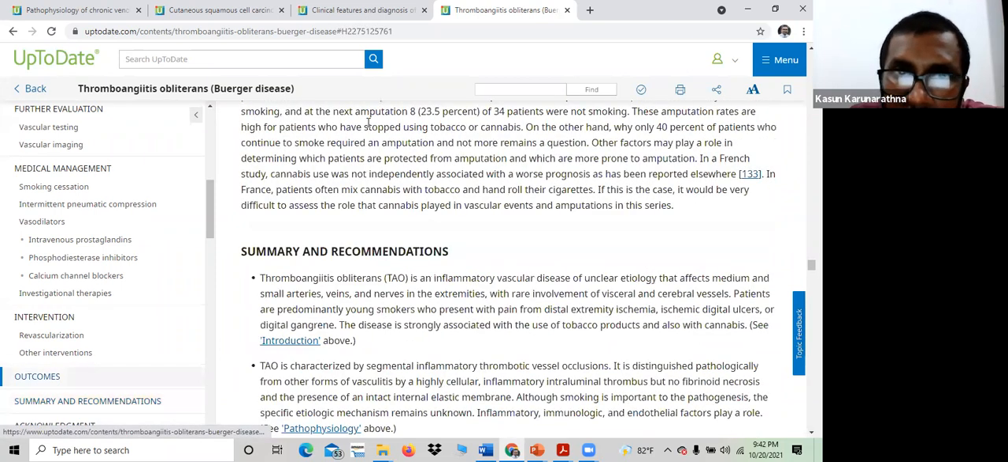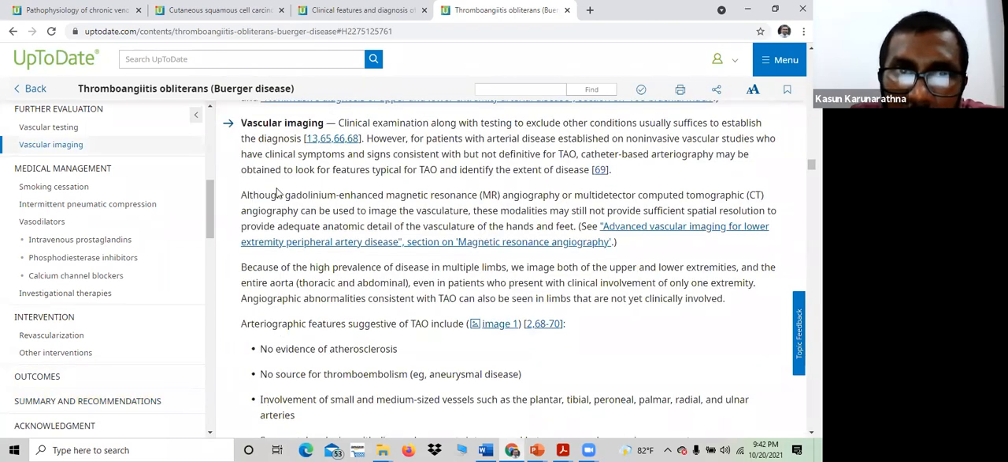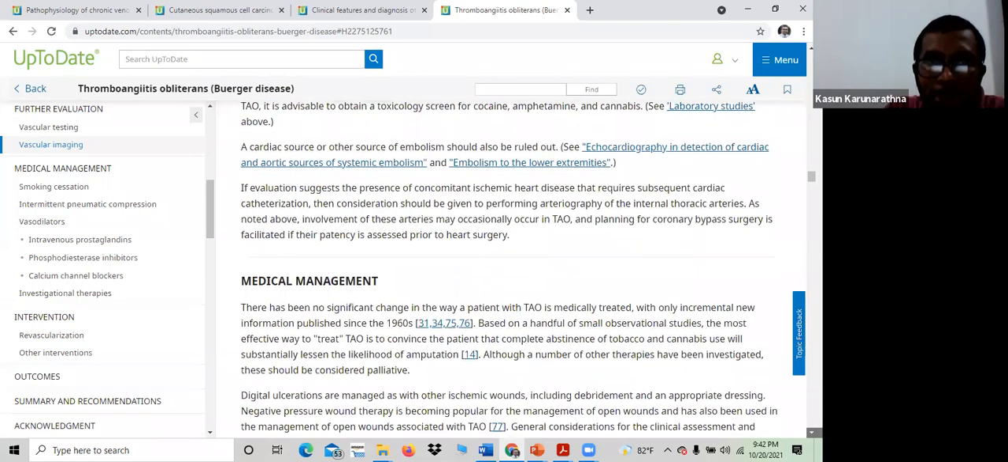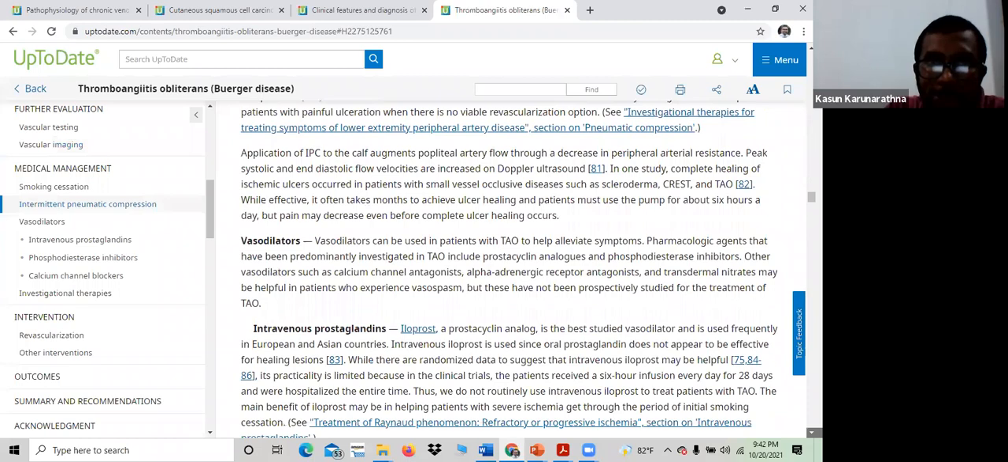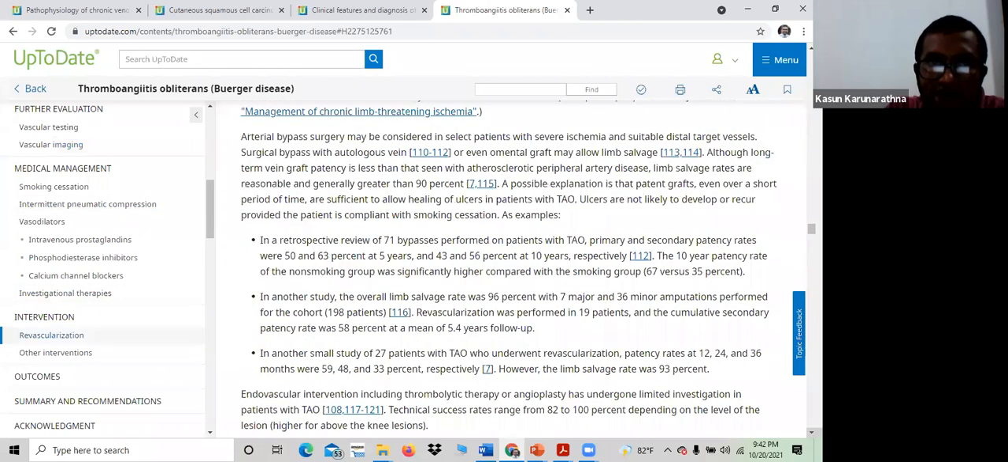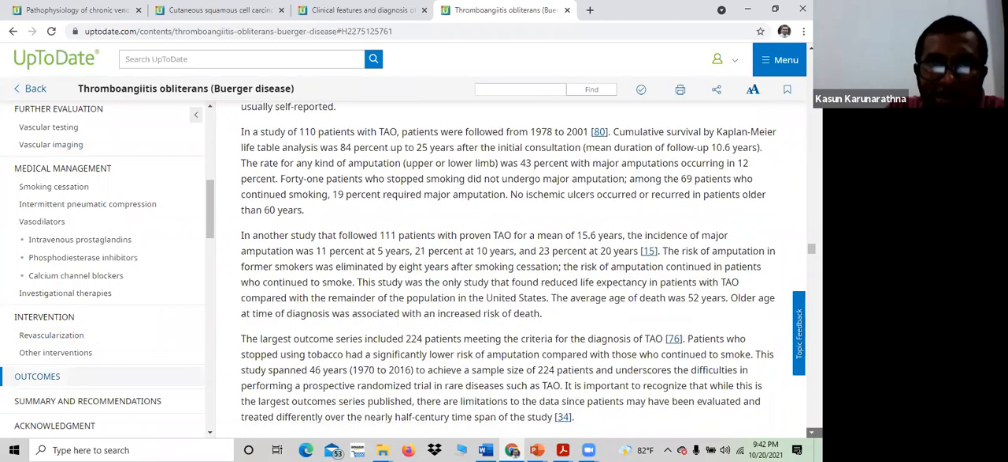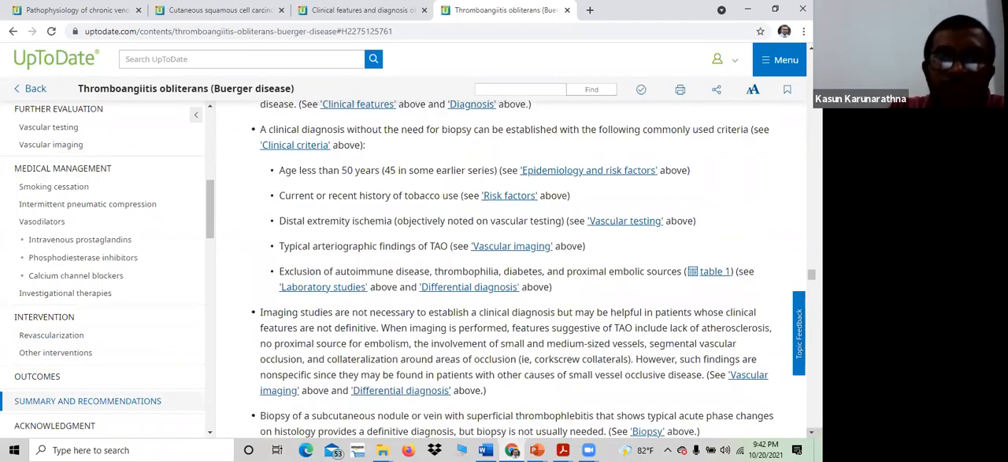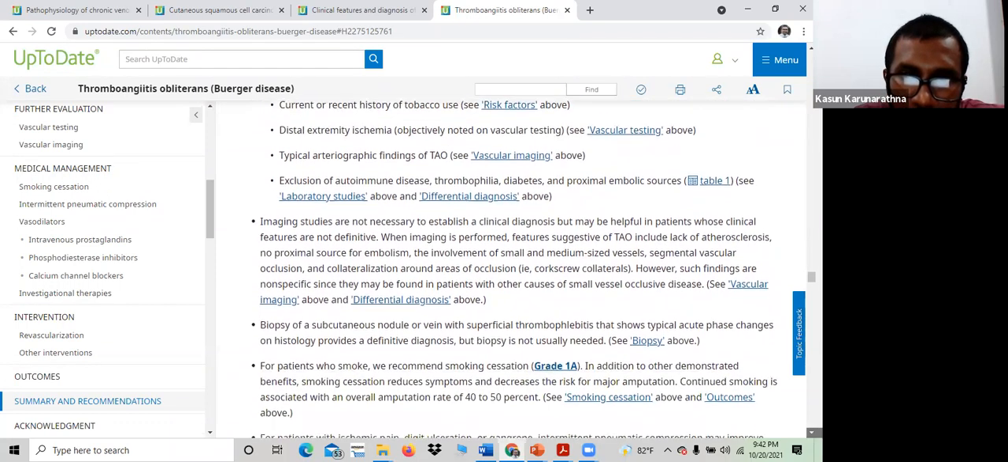What is this vascular imaging? We'll come to it later, right? Then exclusion of autoimmune disease, thrombophilia, diabetes, and proximal embolic sources. Those are again causes for these small vessel occlusions. So you should exclude those things. Then you can confirm it is more towards Buerger's disease, right?